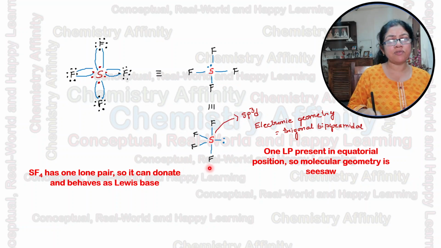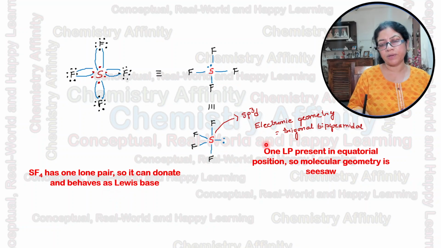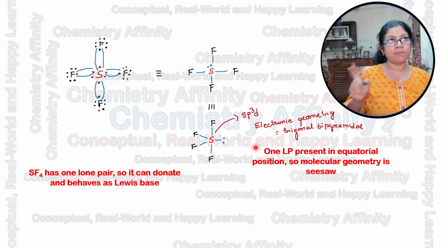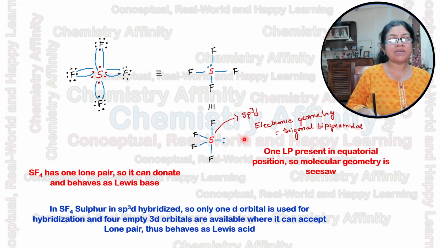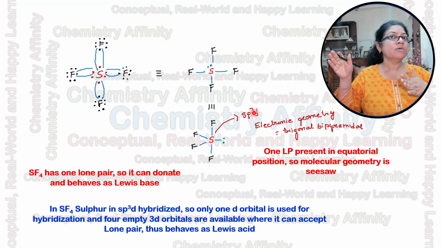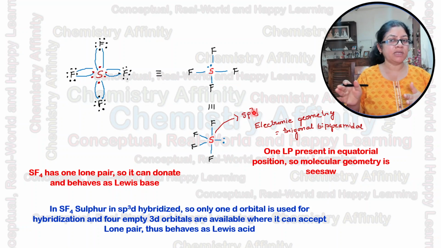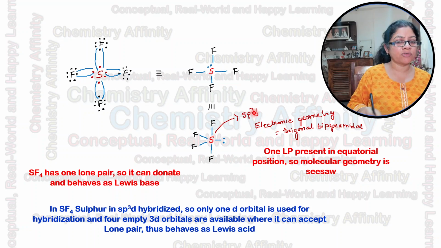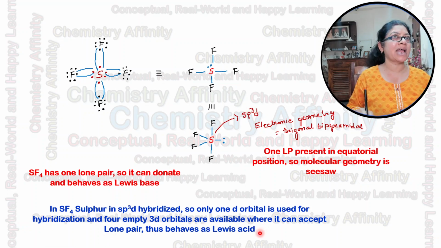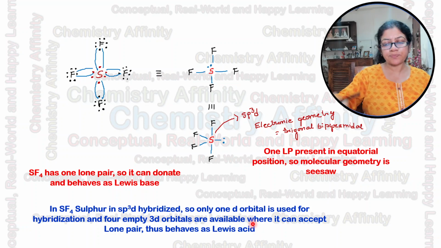Now in the SF4 structure one lone pair is present. That means sulfur can donate this lone pair. So that means SF4 can behave as a Lewis base. Now it is sp3d hybridized, so only 1 d orbital is used for the hybridization. The remaining 4 3d orbitals are empty, where they can accept electrons. So that means here SF4 can act as a Lewis acid.